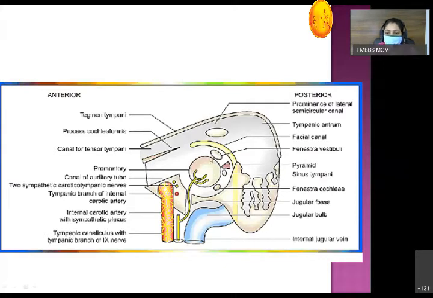So, as we see in this figure, this is the anterior wall, this is the posterior wall. Here you can see the communication of the anterior wall to the nasopharynx through the pharyngotympanic tube, and posteriorly to the mastoid antrum. This is the mastoid process, and this is the mastoid antrum.